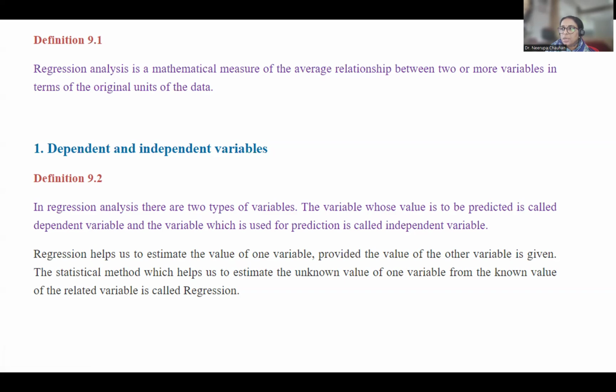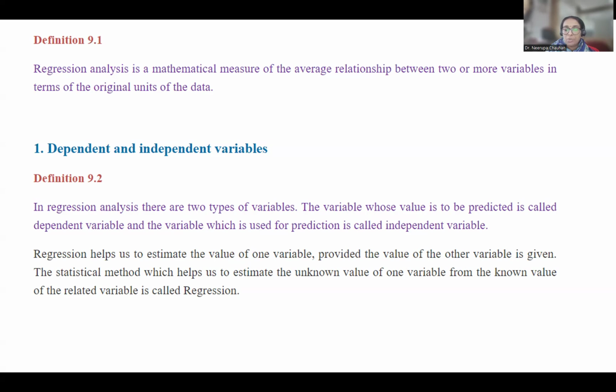So what is regression? Regression is how the independent variables are impacting the dependent variables. Regression analysis is the mathematical measure of average relationship between two or more variables in terms of original units of data. Regression analysis has two types of variable. The variable whose value is to be predicted is called the dependent variable, and the variable which is used for the prediction is called an independent variable.